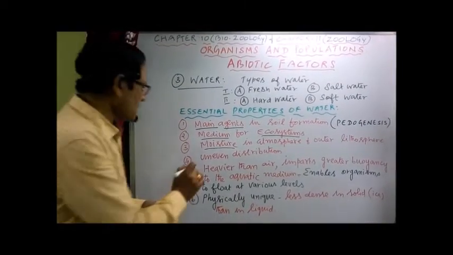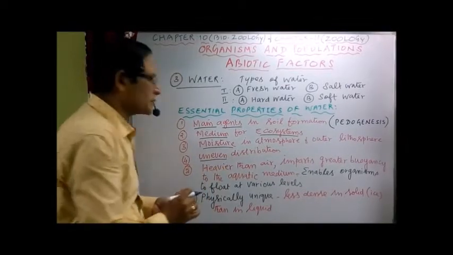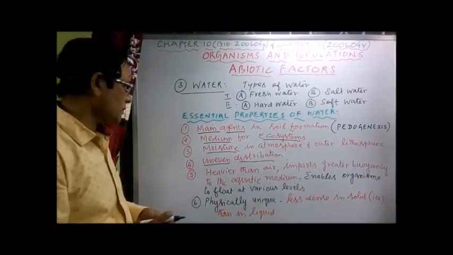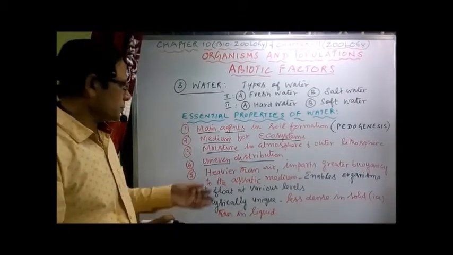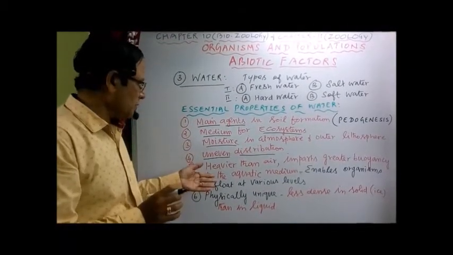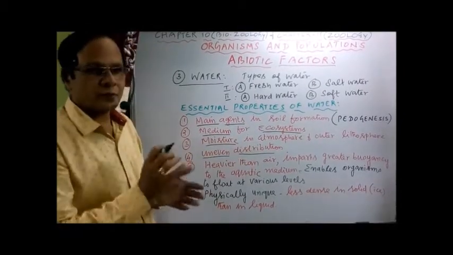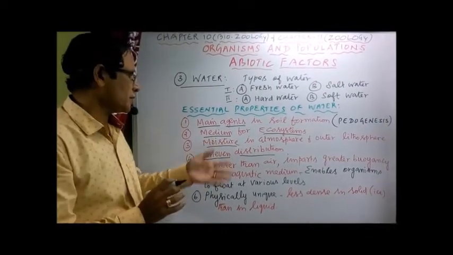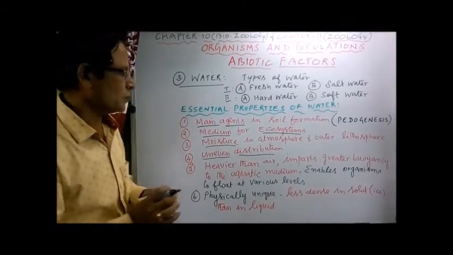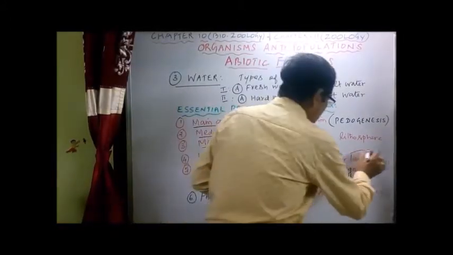And it shows uneven distribution. In some places we have more, in some places less. That is called uneven distribution. Suppose we are comparing water and air, water is normally heavier than air, so it imparts greater buoyancy. Buoyancy means the floating effect.